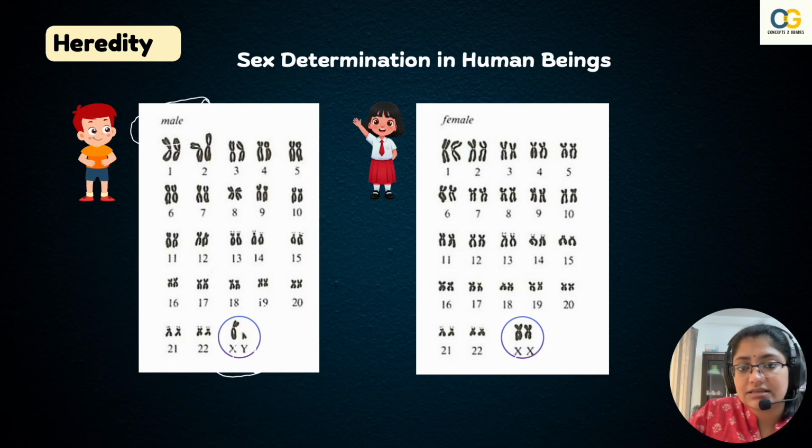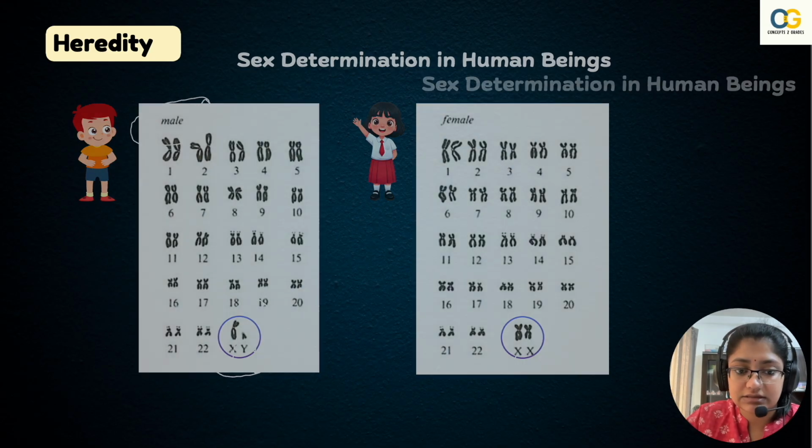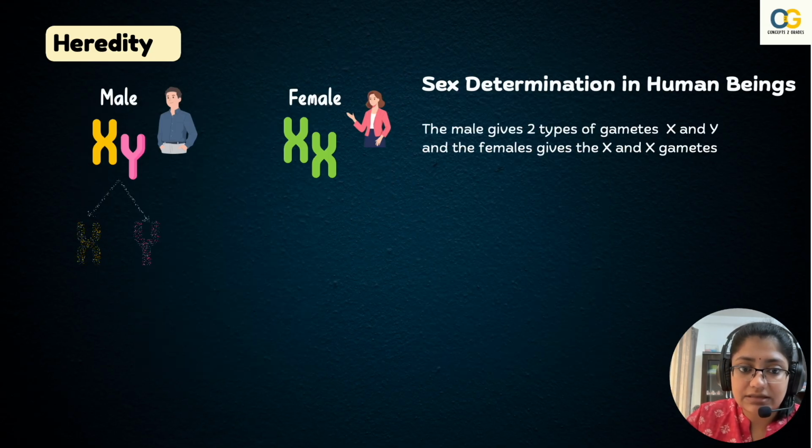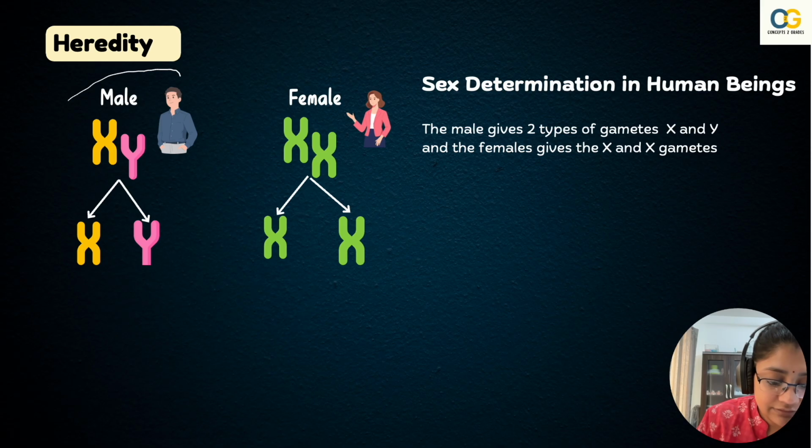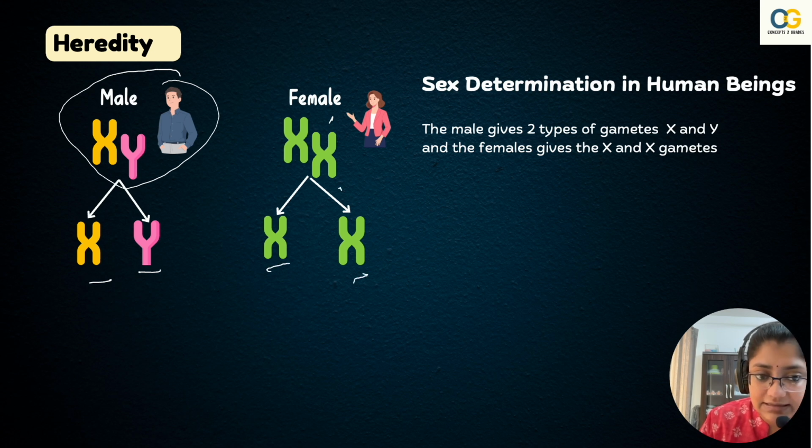So how is the child, the baby inside, how do you know what gender it will be? So the sex here means the gender of the child. How is it determined in human beings? So what happens is, the male, which has the XY chromosome, has 2 gametes, X and Y. The female, which has the XX chromosome, has 2 gametes, X and X.